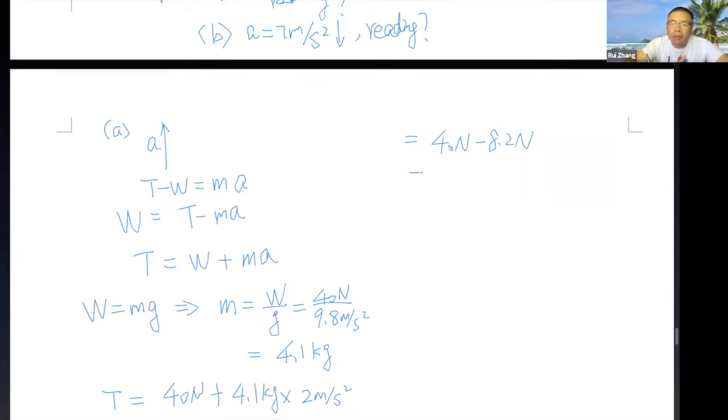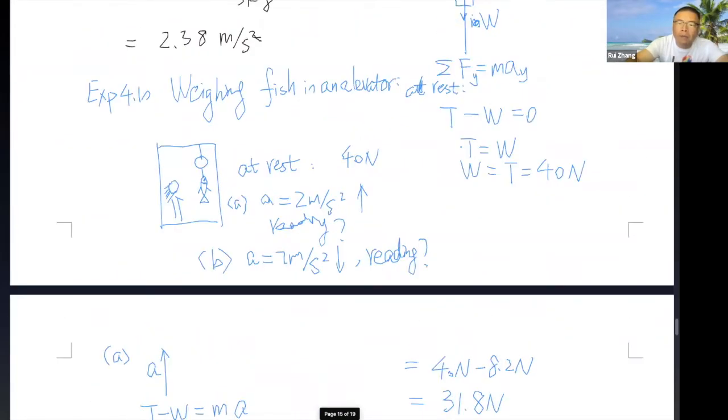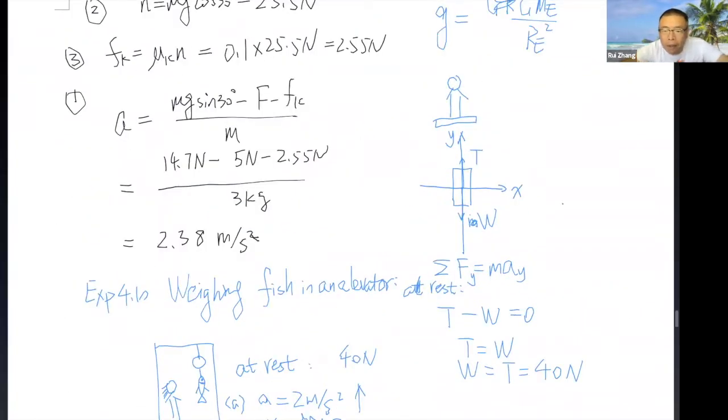So that means you have 31.8 Newton in the second case, okay? So the tension in the second case is smaller. Now, why is it smaller? Again, going back here, in the second case, the tension needs to be smaller than the weight because the whole thing is going downward with acceleration. So the total force needs to be going down so that the force can provide the acceleration.